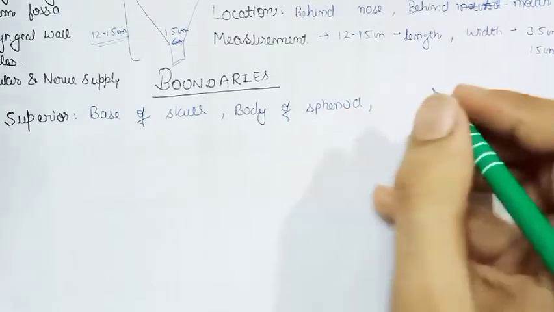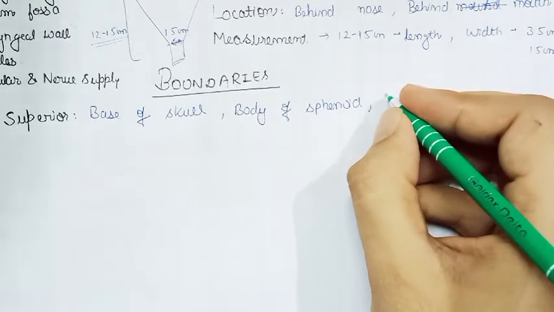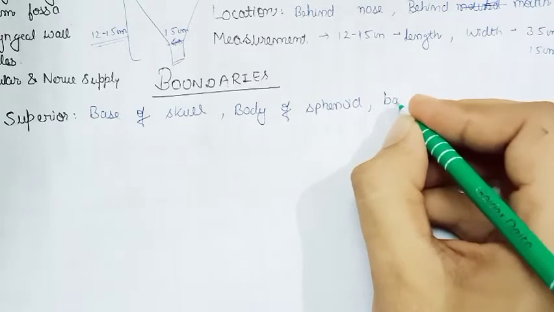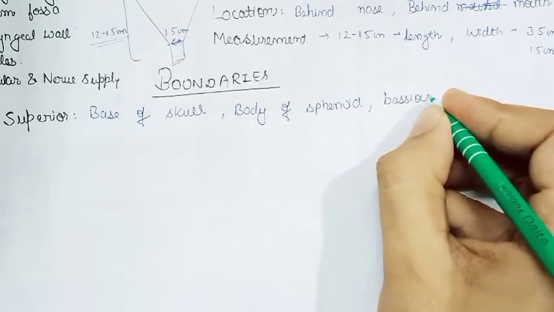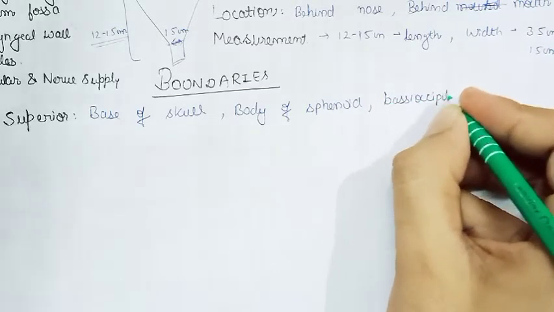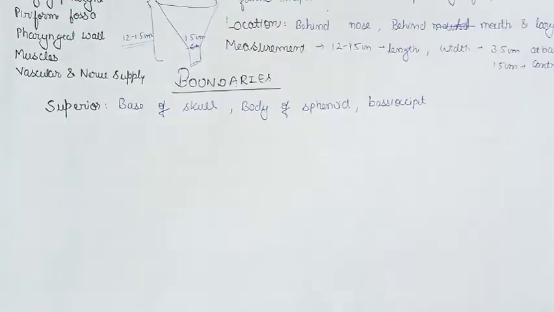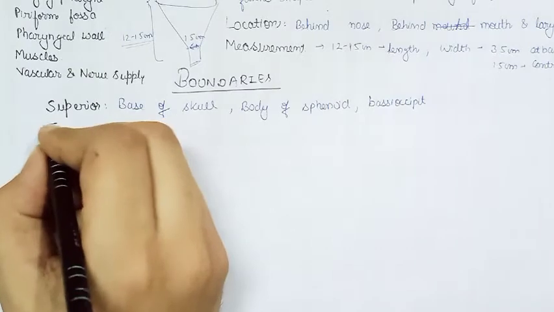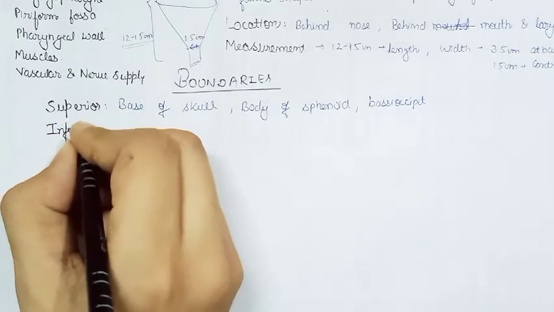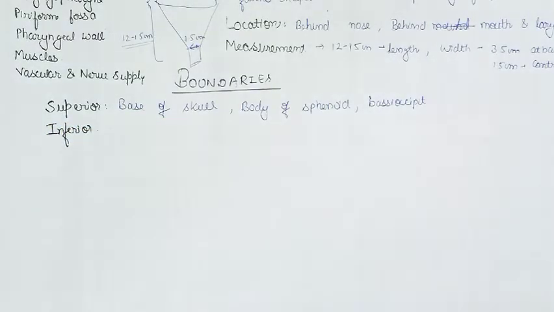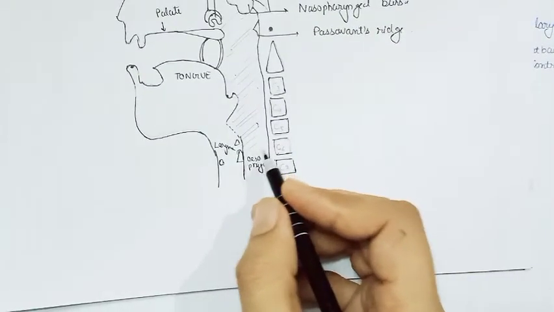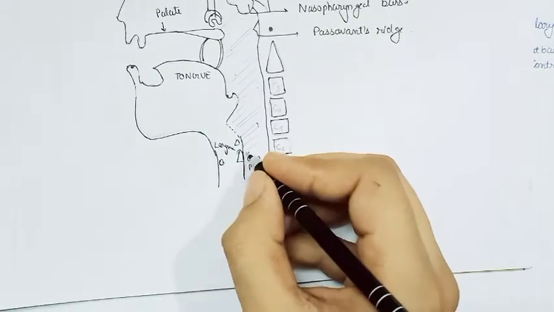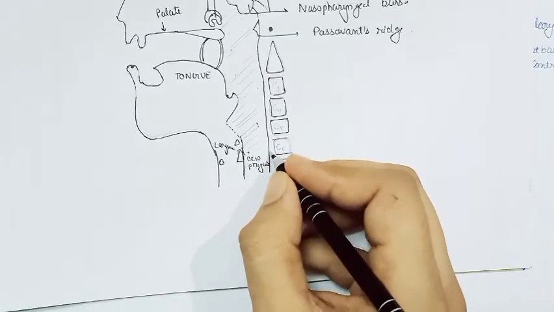Then we have the basal part of the occipital bone, or the basi-occiput. So this is the superior boundary of the pharynx. Now let's talk about the inferior boundary, or what all the structures limit the inferior side of the pharynx. You can see inferiorly it continues into the esophagus. Here we have a constriction at the lower border of C6.